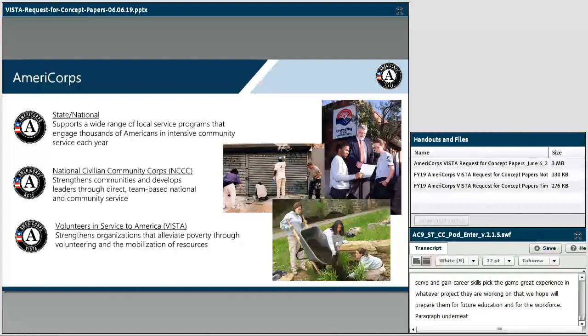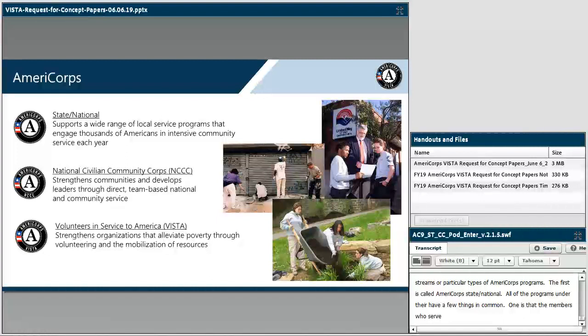Underneath the broad umbrella of AmeriCorps, there are three particular types of AmeriCorps programs. The first is called AmeriCorps State and National, as you can see on the slides. All of the programs under there have a few things in common. One is that the members who serve in AmeriCorps State and National have to be at least 17 years old.